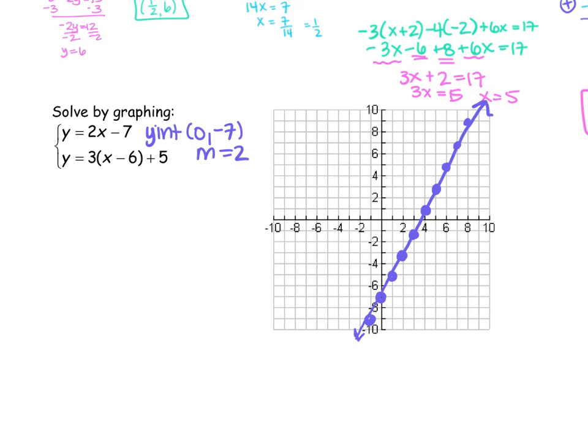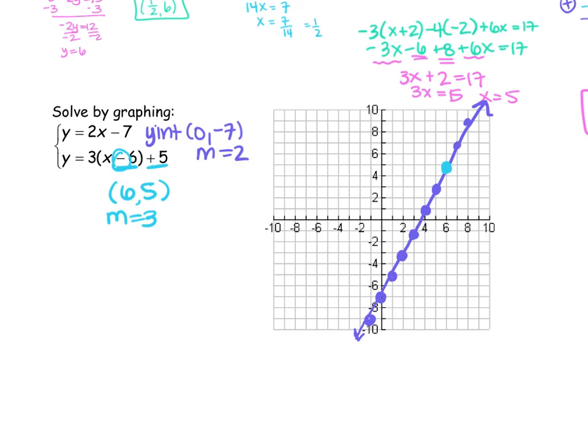All right, the second equation is in point-slope form. So this is the x coordinate of a point opposite of the sign, and this is the y coordinate of a point true to the sign. So if this is a negative 6, the x coordinate of the point is a positive 6, and the slope is 3. So I'm going to plot the point (6, 5). Oh, looks like that is the point of intersection.